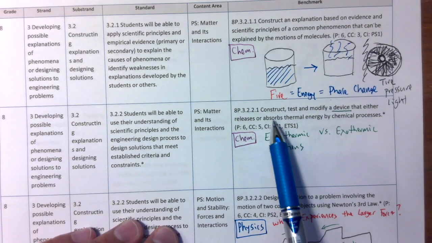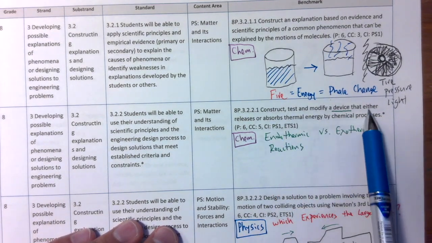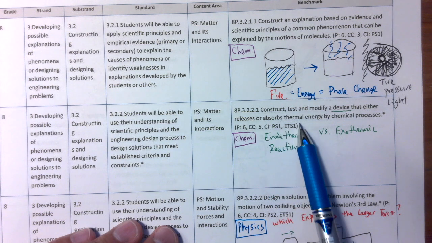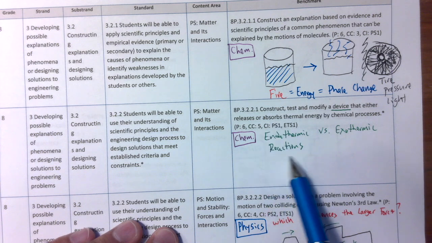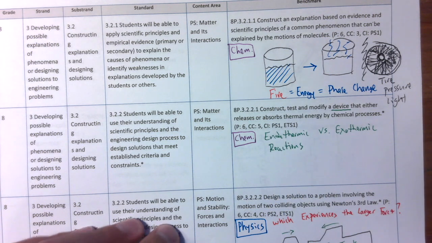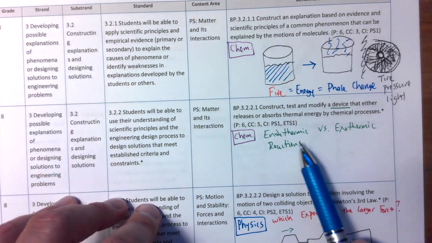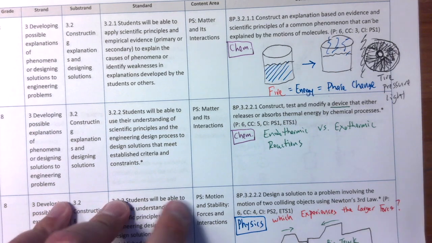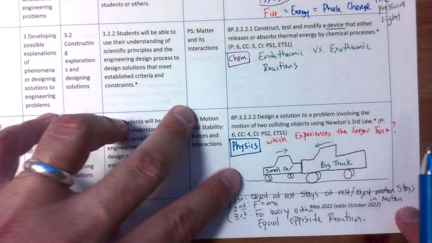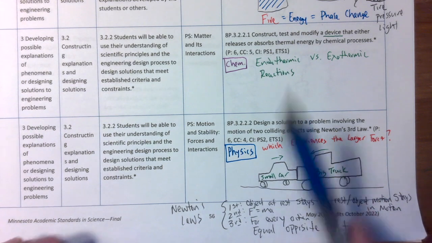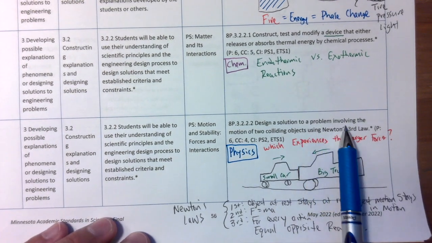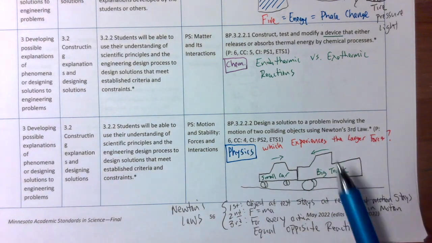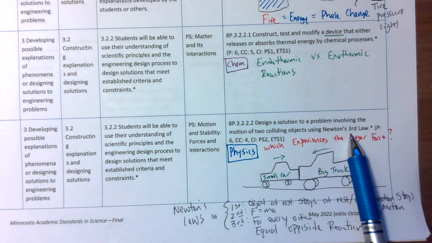The next benchmark here, construct and test a modified device that either releases or absorbs thermal energy by a chemical process. I think that's a lot of words to say you're looking at endothermic versus exothermic reactions, and that's probably a topic in your book. So there's probably lots of examples. I do want to skip ahead to this next one, which is a good physics one. Not that that's not a good chemistry one. But design a solution to a problem involving the motion of two colliding objects using Newton's third law.